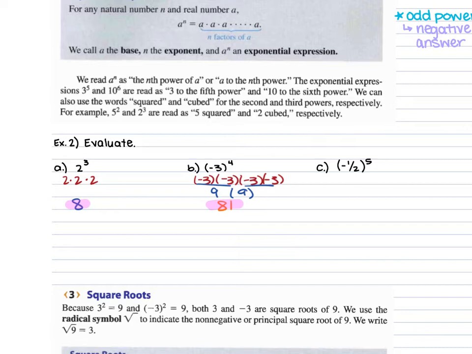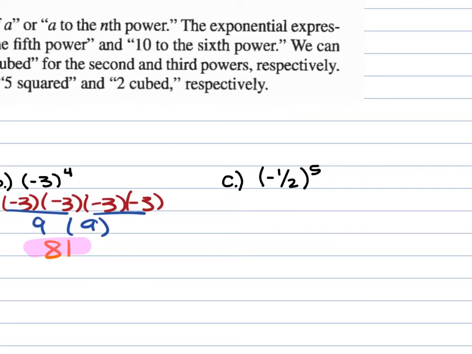For C, we have negative 1/2 to the fifth power. This is the same thing as saying negative 1 to the fifth power over 2 to the fifth power. So negative 1 to the fifth power is just negative 1, and then 2 to the fifth power is 2 times 2 times 2 times 2 times 2, which is 32. So that's negative 1 over 32.